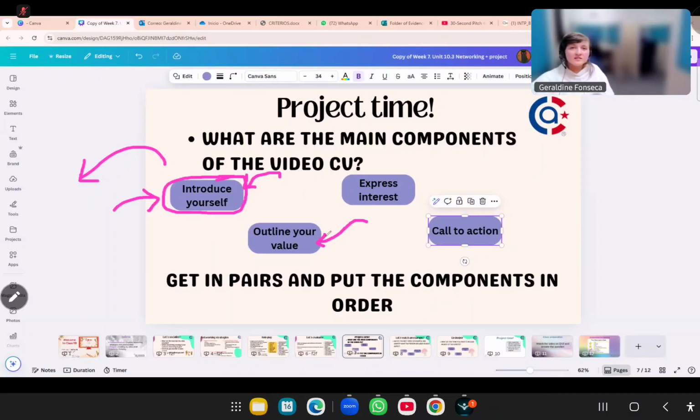Yes, that would be like expressing the value that you have for the company and for the area in which you are developing. Expressing the interest in the company that you are applying to. And the call to action, it's mainly giving your information for them to contact you, either by cell phone, email, or explaining that you attached the ways of doing it. So guys, the activity is going to be that simple.